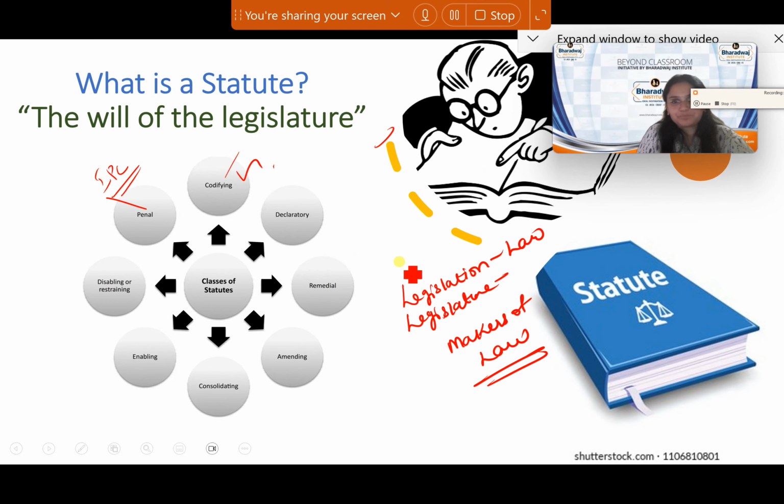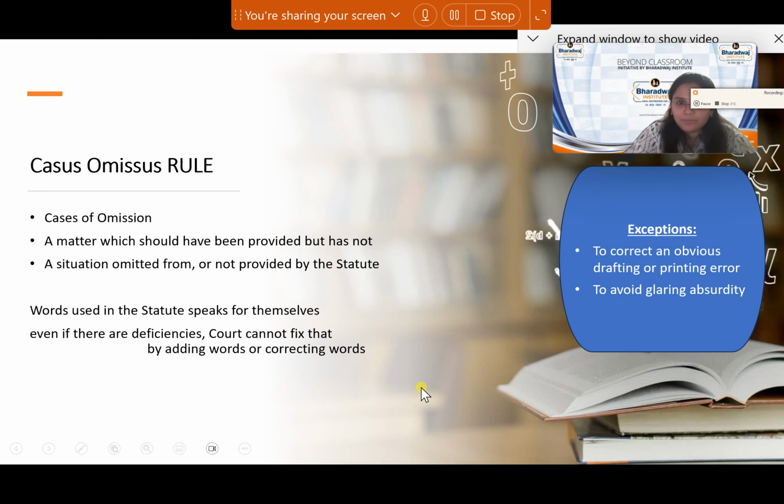Okay. The next law is what? Consolidating. What's a consolidation? Today we are learning Companies Act 2013, everybody. That doesn't mean this is the first of the company law we are learning. Idukku munnadiyum there was a company law.